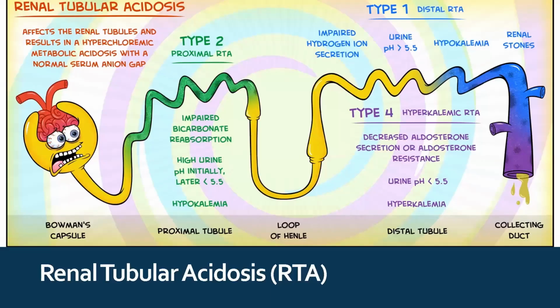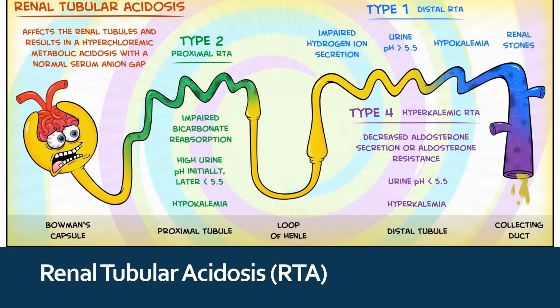So with renal tubular acidosis, just quick. With proximal, you're going to have impaired bicarbonate reabsorption. Remember that the proximal tubule reabsorbs about 75%. And the urine pH is usually going to be basic, but then ends up becoming more acidic. And you have pretty mild to moderate hypokalemia.